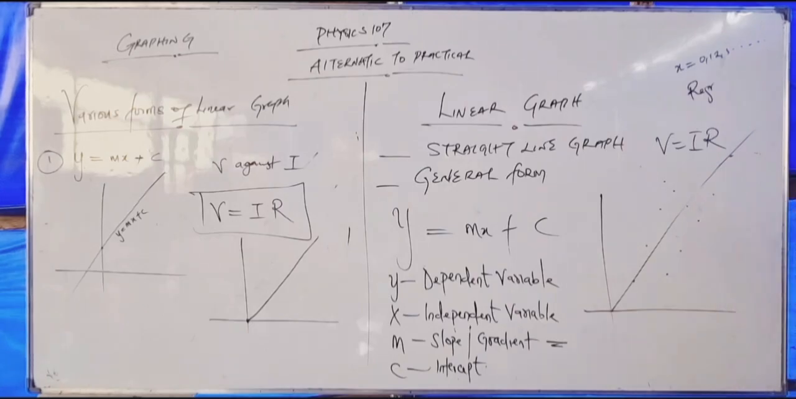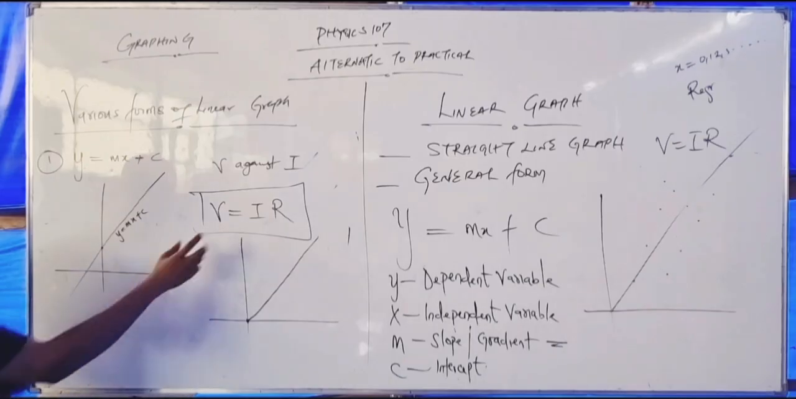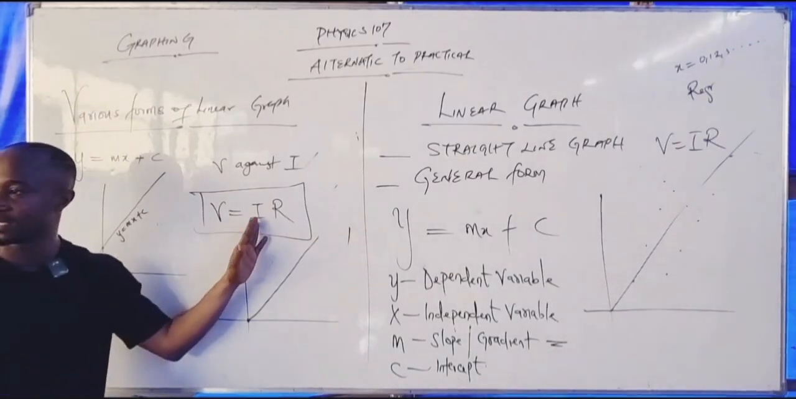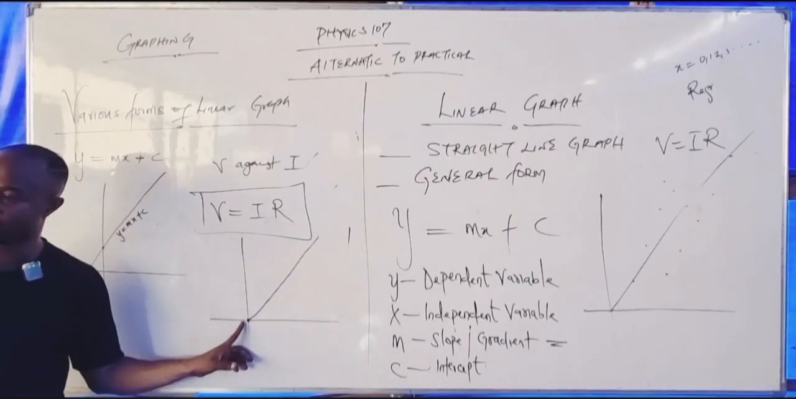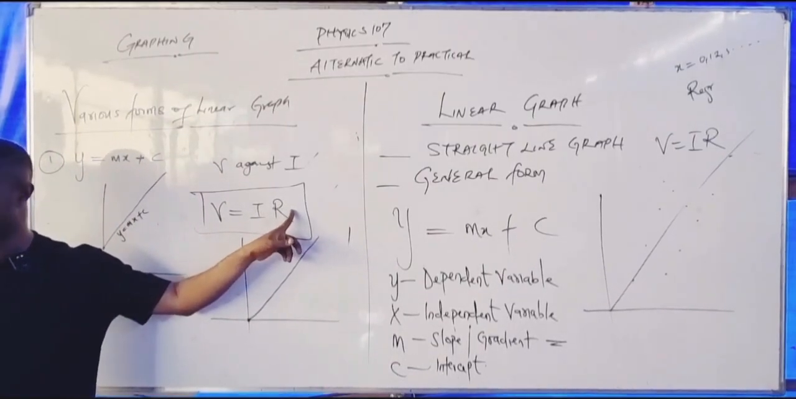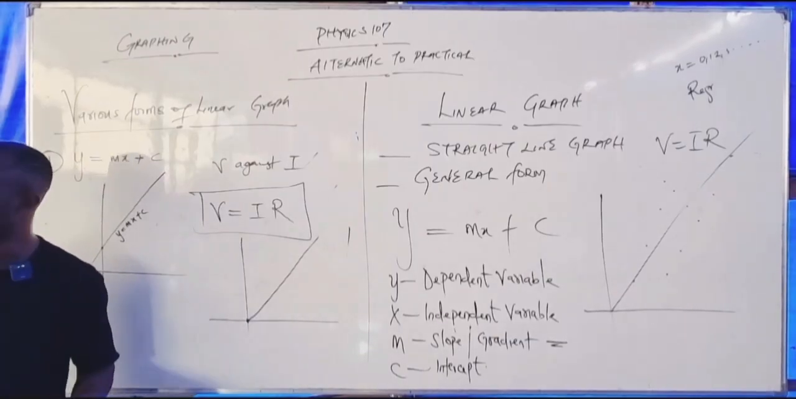A perfect graph is a graph that has good accuracy. A perfect graph is a graph where the line of best fit is perfect. But let me not take us through that journey. Just listen to what I'm saying. If I am to plot the graph of V against I, this graph must start from the origin, because the intercept is zero. Any graph or equation that has zero intercept must start from the origin.